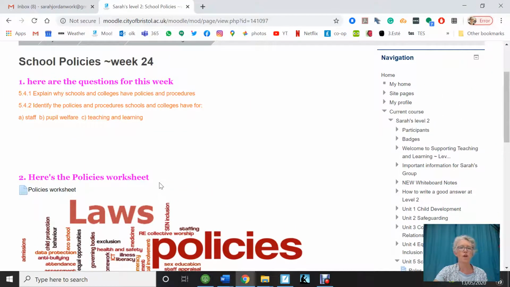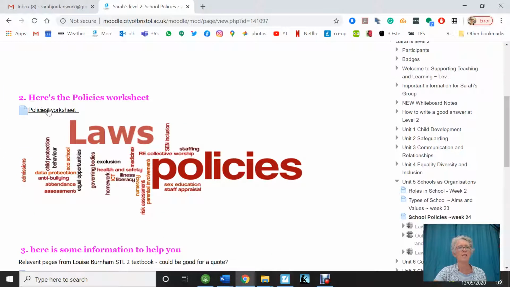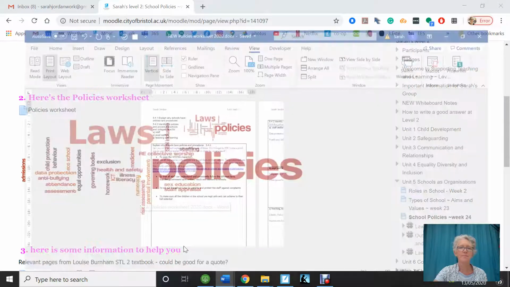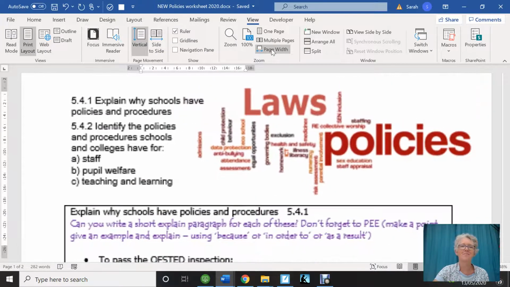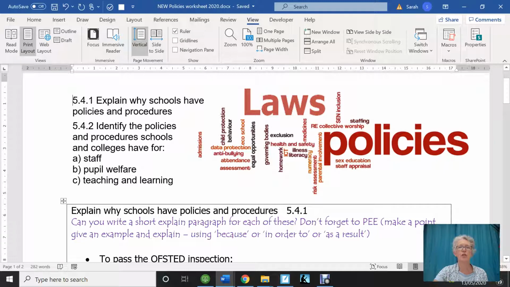Here is the worksheet that you need to fill in for this week. So let's click on that. And you can see here, worksheet with two sides. I've already filled in quite a bit of it for you. Let's have a look and see what you need to do. Okay, so there's your two questions.